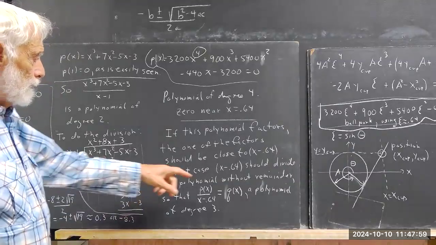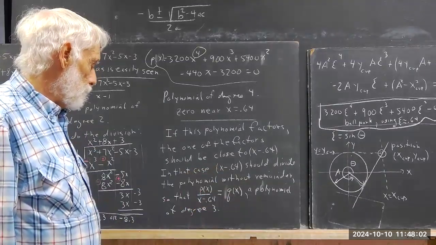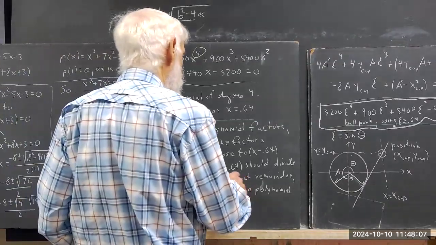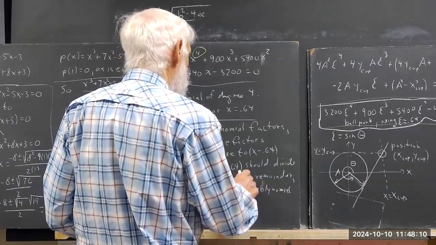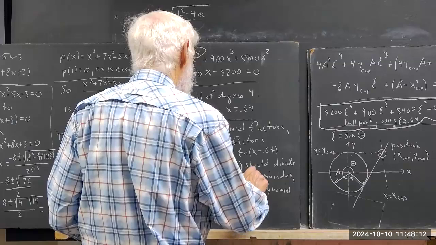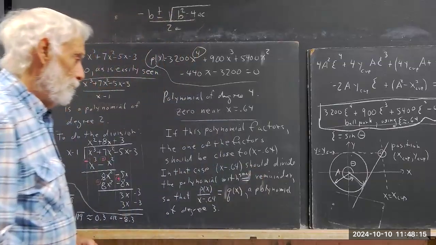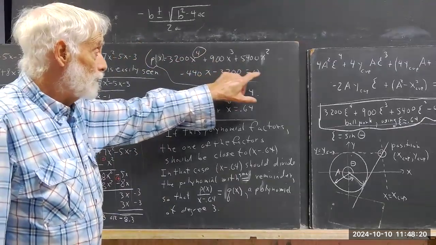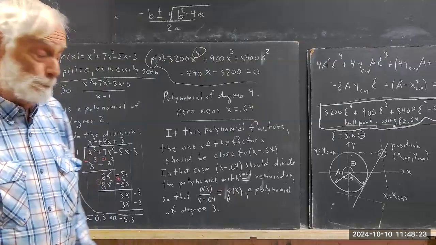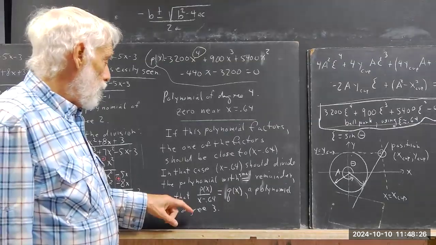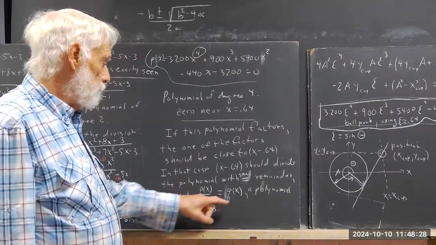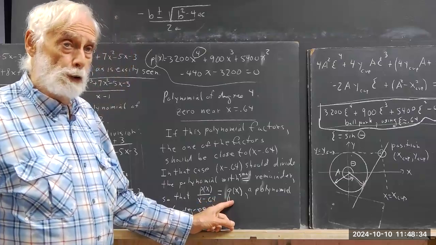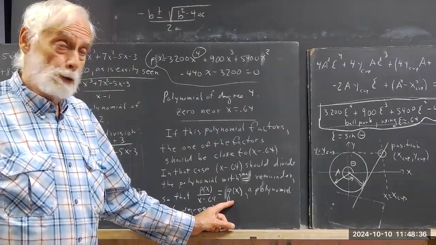Okay, so I say in that case, this should divide the polynomial without remainder, or I should say with a small remainder, because I know it's not exact. And I know when I plug it in, I get something that's pretty close to zero, okay? And that means then that P of X divided by X minus 0.64 is what I'll just call Q of X. I got to give it a name. So I'm just going to say Q of X.